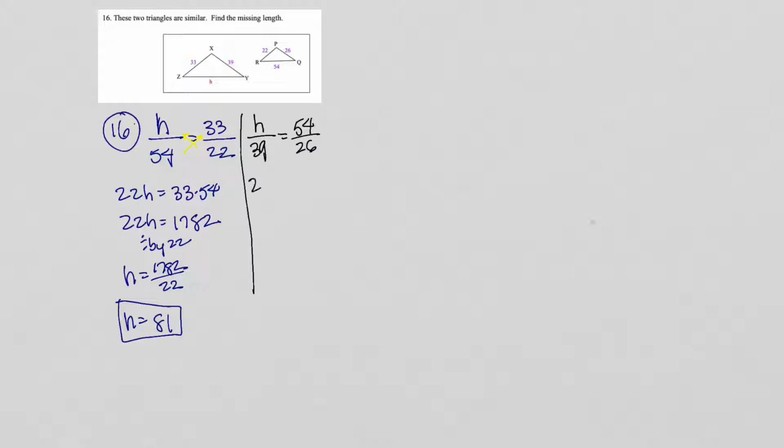Cross multiply, we'll get 26H equals 39 times 54. Now 39 times 54 is 2106. If you divide 2106 by 26, I got 81. What do you know? Same number we got here.